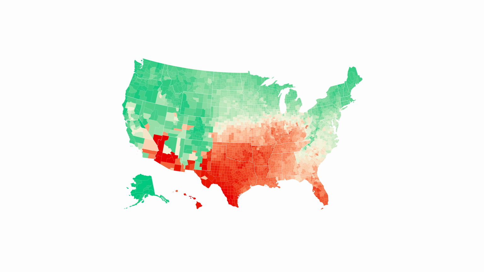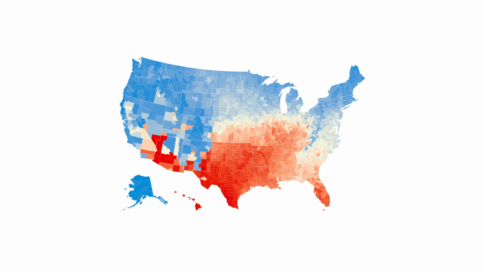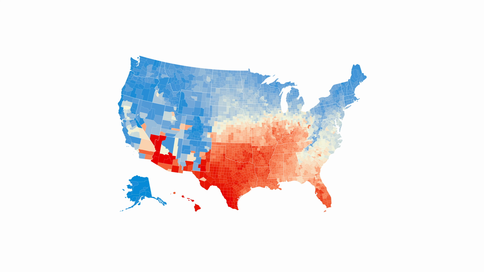For these new maps, we've also updated the color scheme from green and red to blue and red, which makes them a little bit easier to read, especially if you're experiencing color blindness.